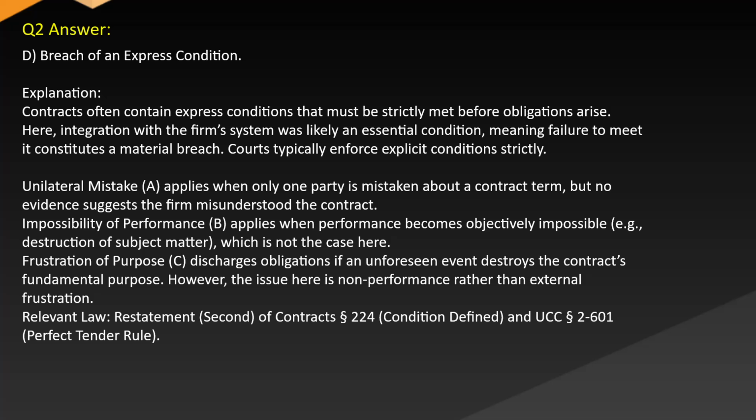Unilateral mistake A applies when only one party is mistaken about a contract term, but no evidence suggests the firm misunderstood the contract. Impossibility of performance B applies when performance becomes objectively impossible, e.g. destruction of subject matter, which is not the case here. Frustration of purpose C discharges obligations if an unforeseen event destroys the contract's fundamental purpose. However, the issue here is non-performance rather than external frustration.